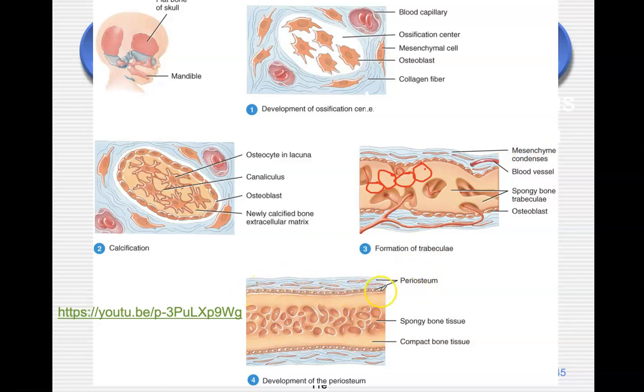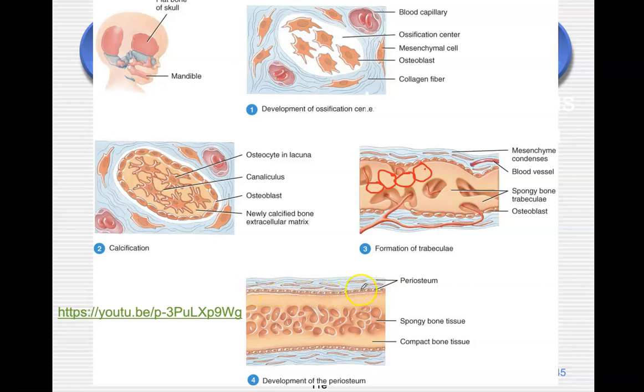Okay, and then you'll see on the outside here, you have this periosteum, so you still have these mesenchyme cells, which is important because we're going to talk about things like bone remodeling, where you're constantly making bone and then breaking bone down. And we'll get to that a little bit later in the lecture. But it's important to understand that you still have these mesenchyme cells in the periosteum. And then you still have these osteoblasts as well, right?